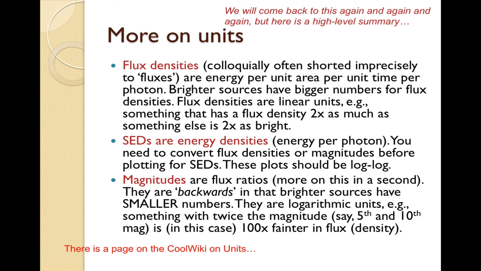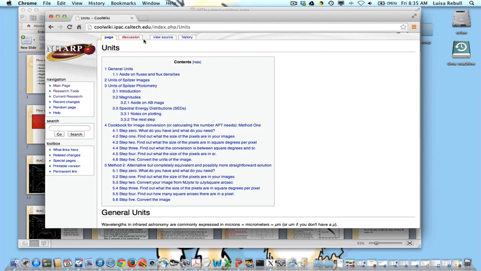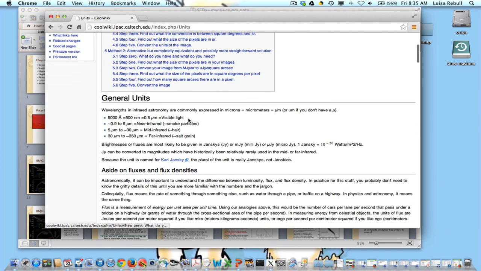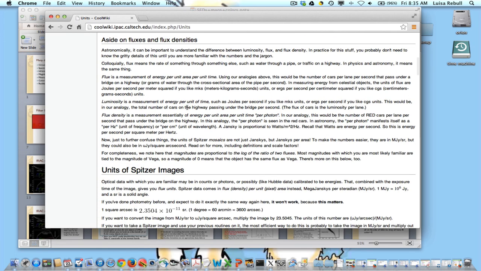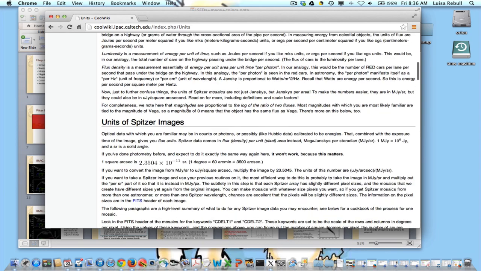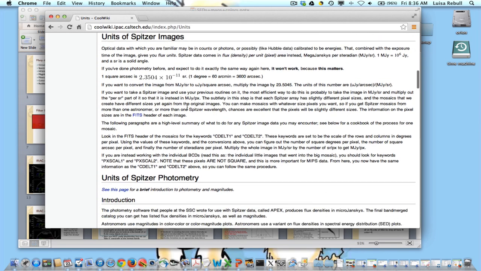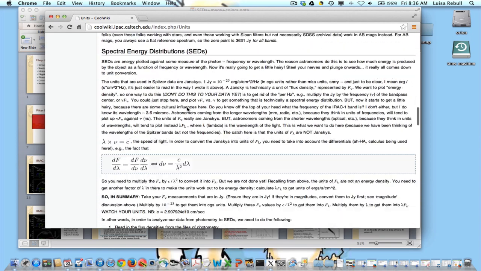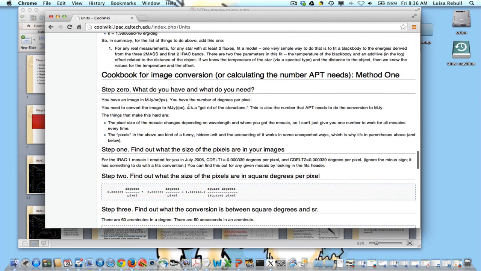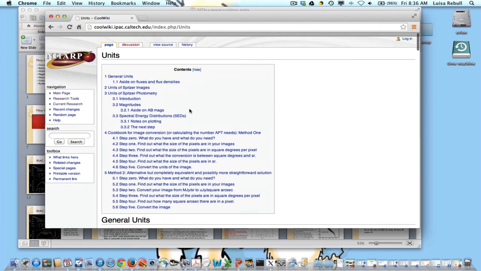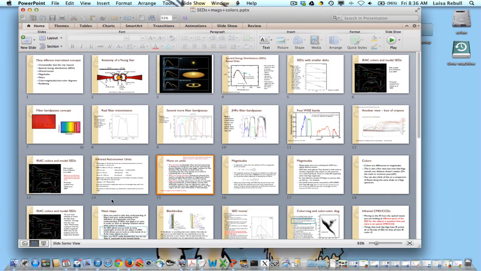There is a page on the Cool Wiki on units that goes through what is flux, what is luminosity, what is flux density, what is magnitudes. It's got all this stuff spelled out. In fact, it's actually just called units. There's stuff on the top about general units, and there's fluxes, flux densities, fluxes, luminosities, and then specifically talking about units of Spitzer images and units of Spitzer photometry, specifically magnitudes and SEDs. And then after this, there's something called the Aperture Photometry Tool that many NITARP teachers have used. In order to make that work, you need to put in a particular number to help APT convert between flux densities and magnitudes. So that is where you can go for more information.